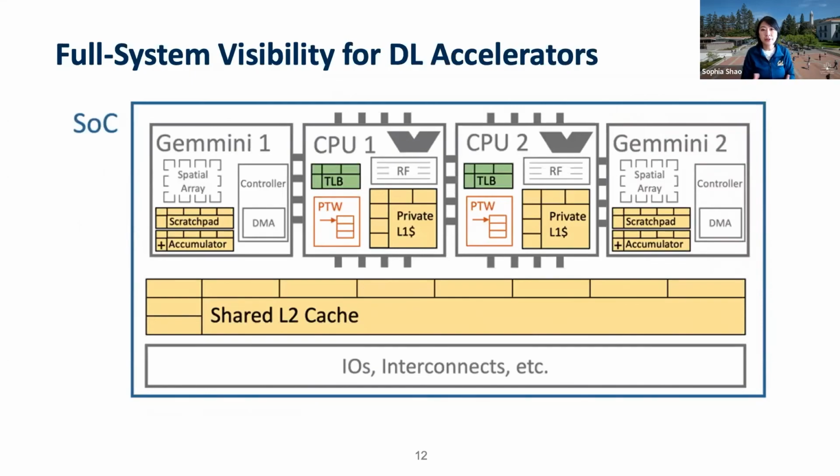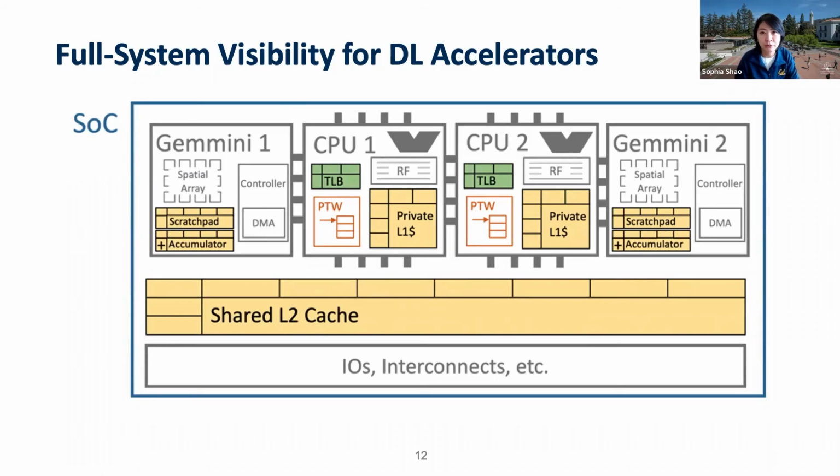We think about full system visibility, right? In this example SoC, we have a couple of CPUs, different accelerators here using Gemmini to represent deep learning accelerators. It could also be other types of accelerators, right? And then they have some shared memory and also a shared interconnect here. So when you think about full system visibility, accelerators, CPUs and shared memory all need to interact with each other.